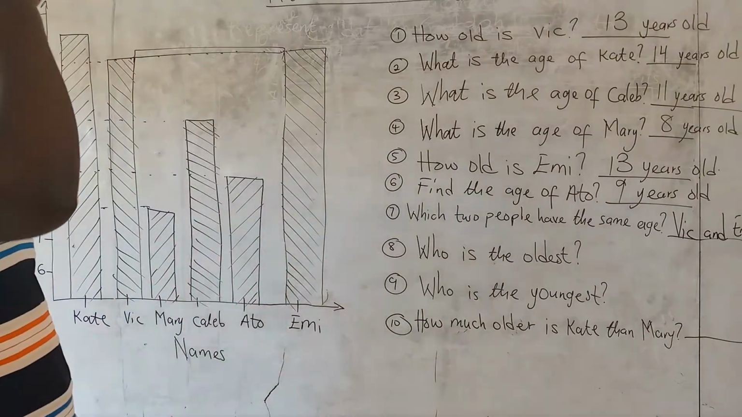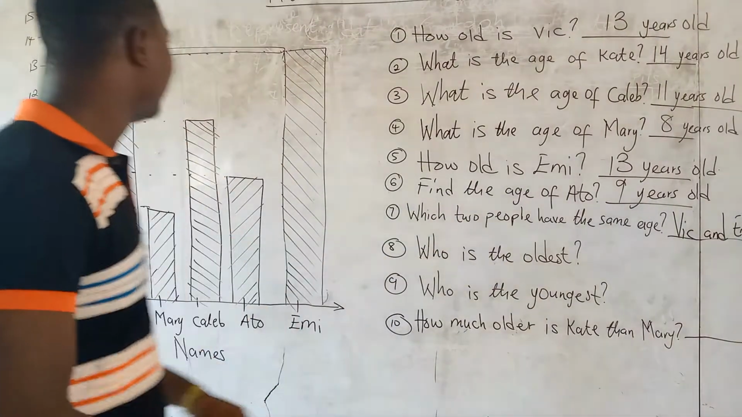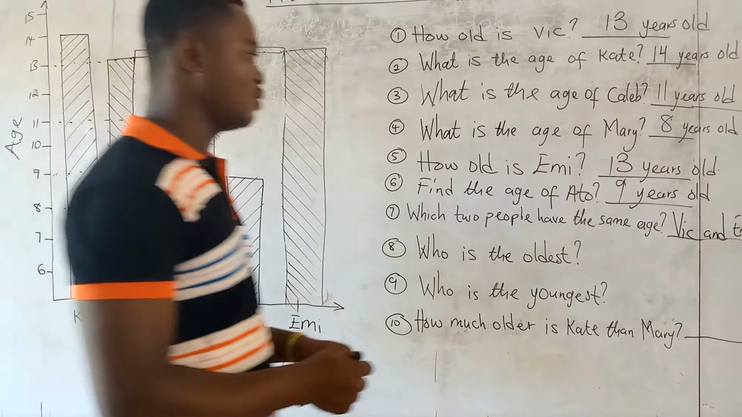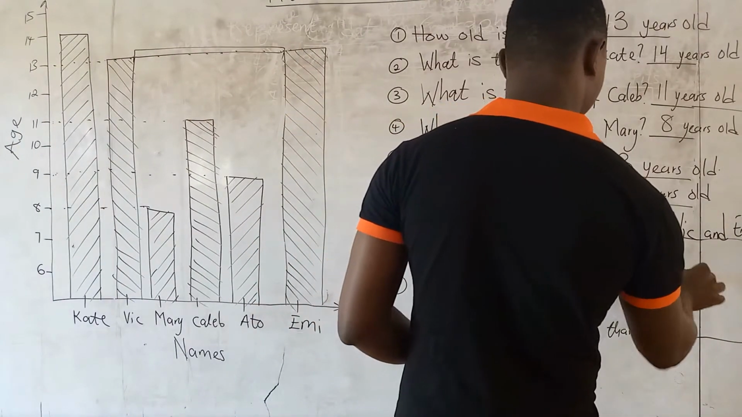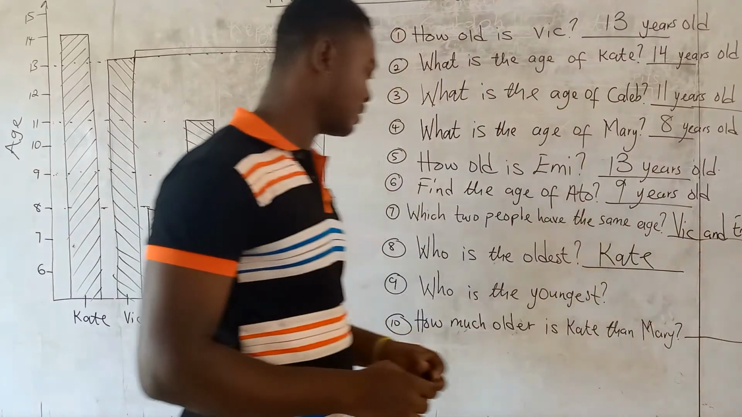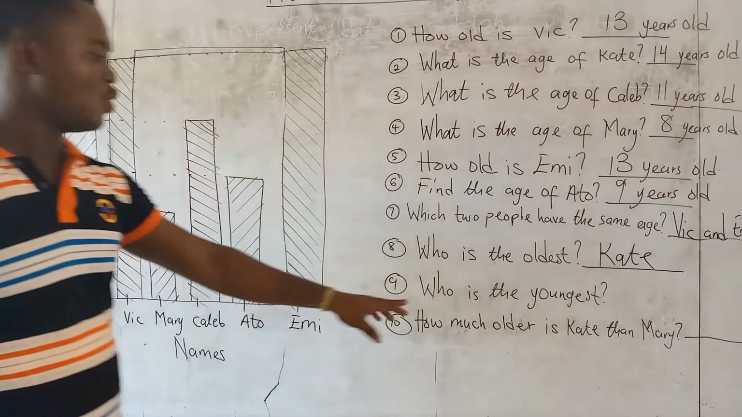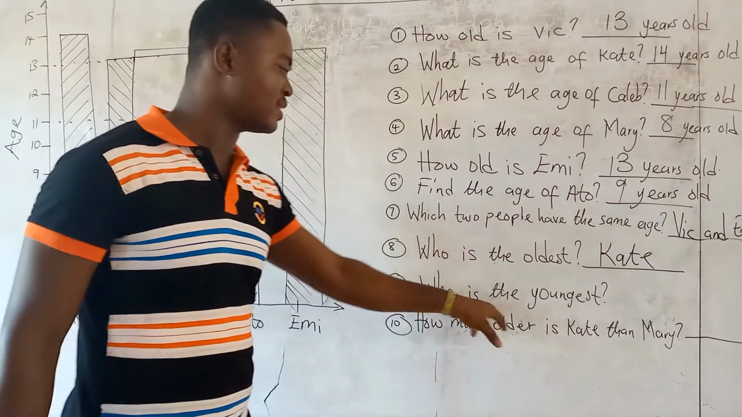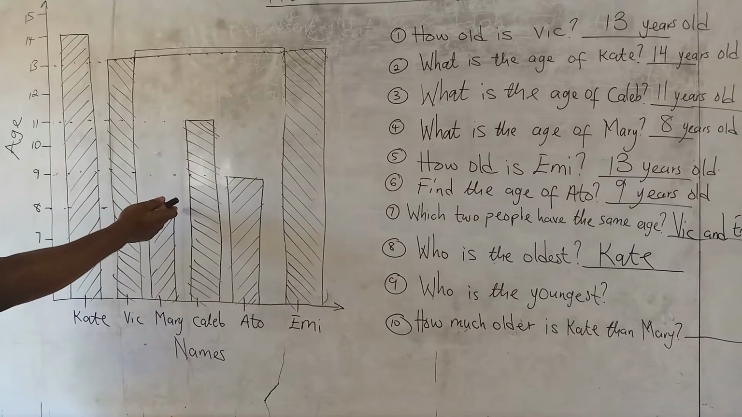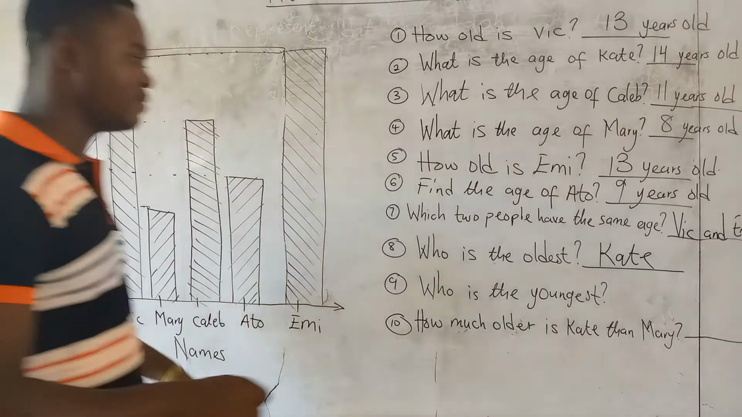And then who is the oldest? From this one, we look at which age is the highest. Now, you see this one is the tallest. So 14 years is the highest age, and the person is Kate. So Kate is the oldest. And then the last one, who is the youngest? Let's see, this is the shortest, and definitely that is the youngest, that is Mary.